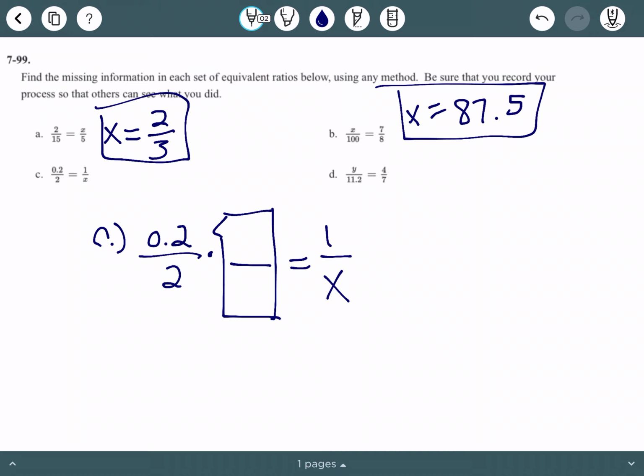Well, I know that that is 5. So 0.2, if I have 5 of those, that's going to give me 1 whole. So I also need to put 5 on the bottom for my giant 1. And then I would have 2 times 5, which is going to give me 10 for x. So I just need to put x equals 10.